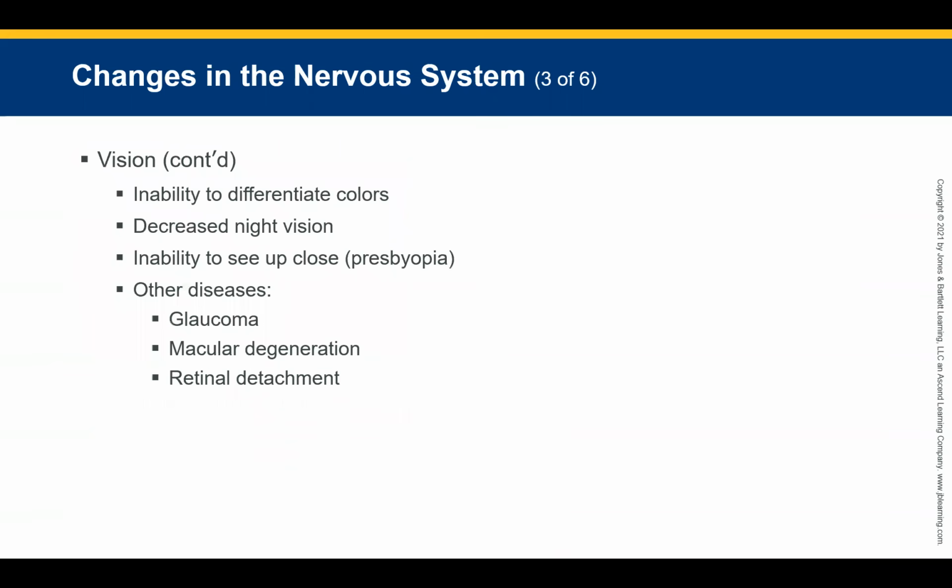So older people develop decreased ability to differentiate colors and have decreased night vision. The inability to see close is called presbyopia and is caused by a loss of elasticity of the crystalline lens. Now, I'll tell you, I'm 40-some odd years old, and I don't have good vision at night, even with my glasses on. I refuse to drive in the evening because of that particular reason. It's harder for me to see.